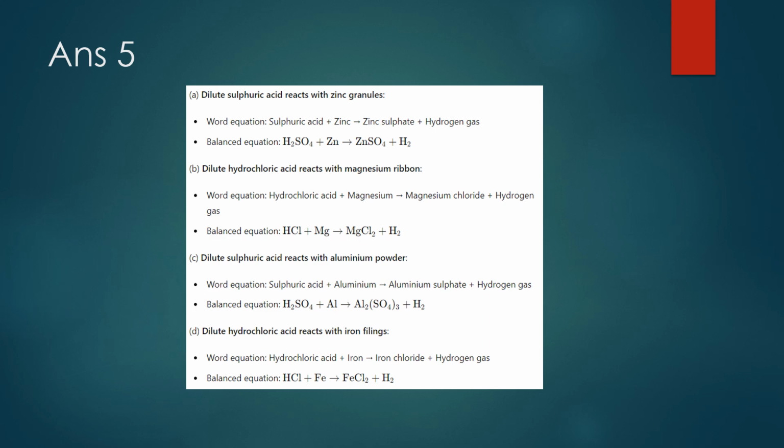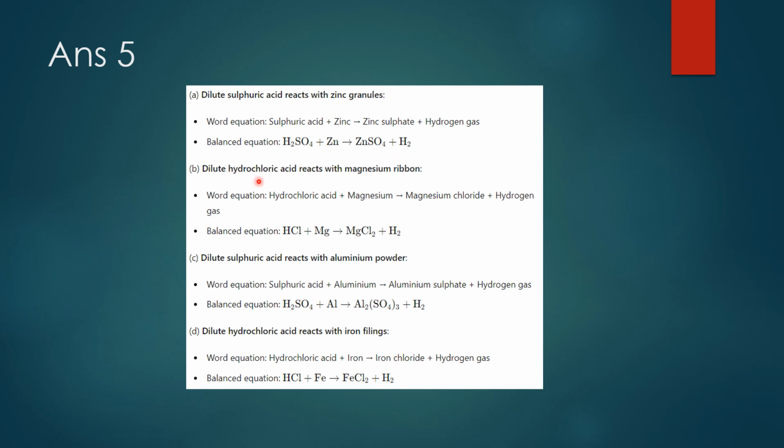Right? So the first is, dilute sulfuric acid reacts with zinc granules. So sulfuric acid is H2SO4, right? Zinc is Zn. It gives ZnSO4 and H2. So this is basically acid plus metal. You know, na? Hydrogen is released and a salt is formed.